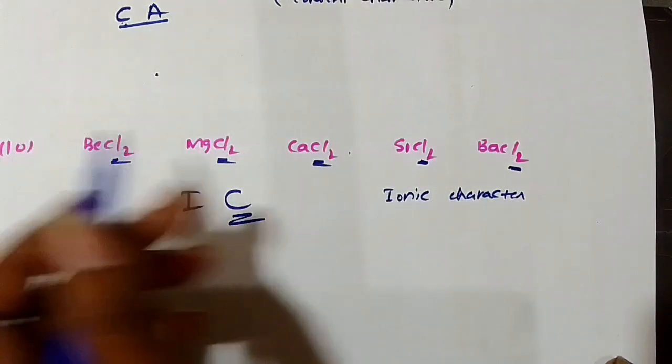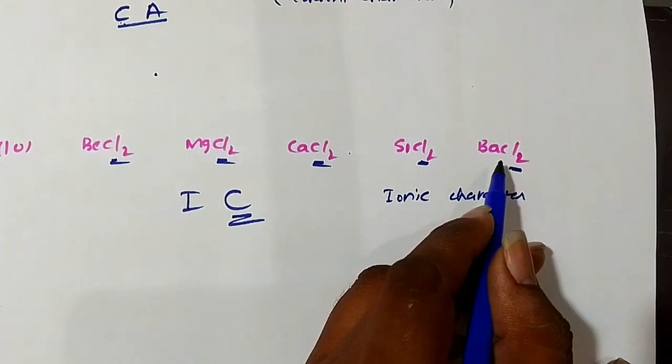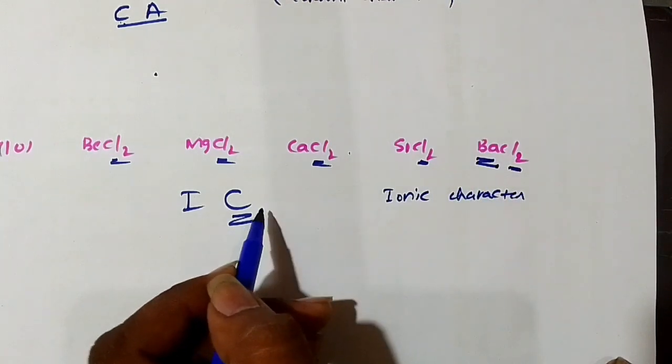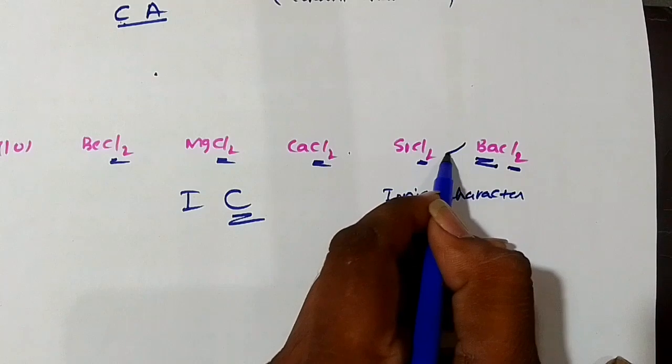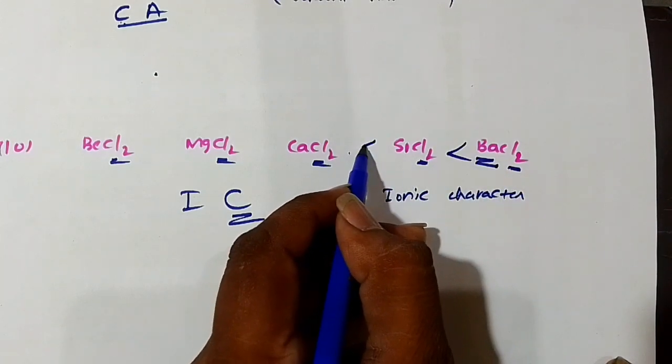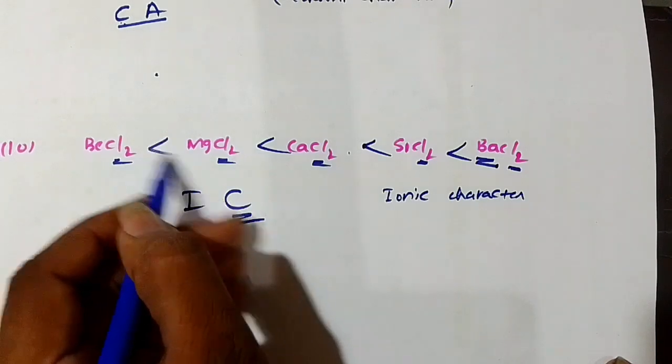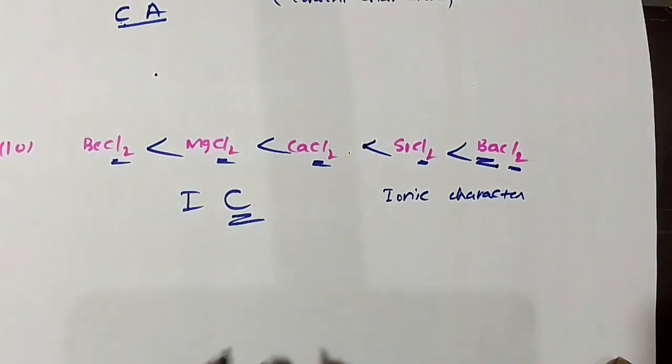When we are moving from top to bottom, the size of cation increases. Now barium has more size. If the cation size is more, ionic character is more. Now BaCl2 has more ionic character, followed by strontium chloride, followed by calcium chloride, followed by magnesium chloride, followed by beryllium chloride. This is the ionic character order.